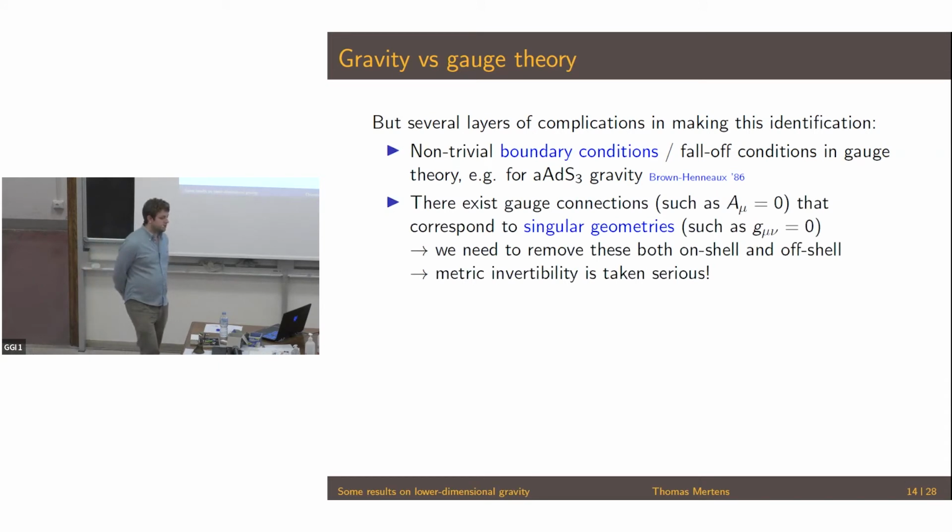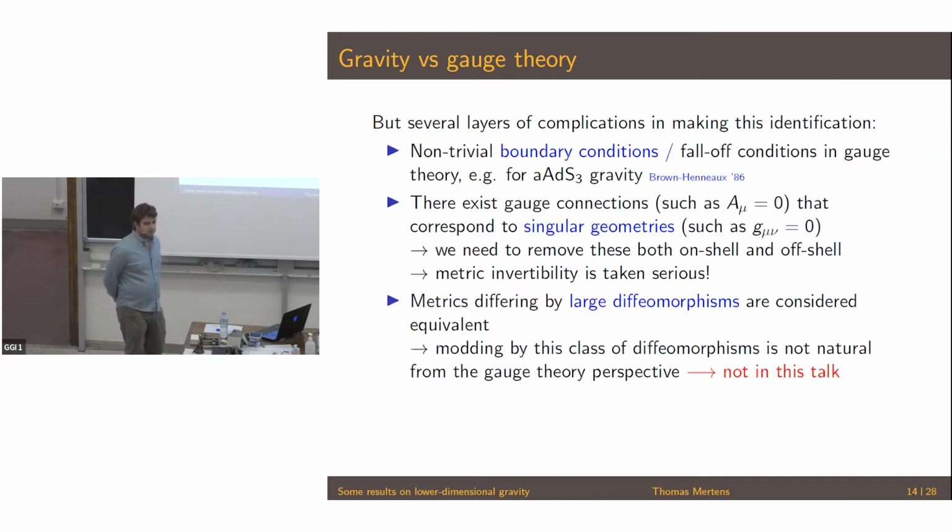Secondly, there exist gauge connections such as mu equals 0 that are perfectly fine from the gauge theory perspective, but they would correspond to singular geometries if you interpret them gravitationally, and you do not want these. So we need to remove these gauge connections that give you non-smooth geometries, both on shell and off shell, and that is a complication from the gauge theory perspective. Another way of phrasing this is that metric invertibility is taken seriously.